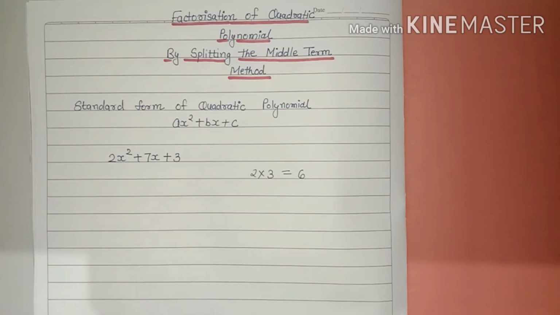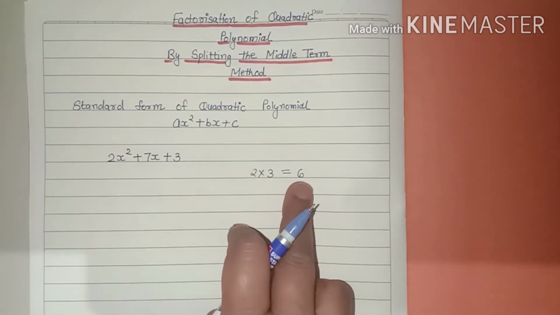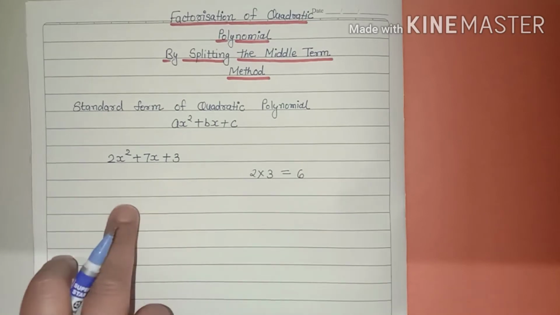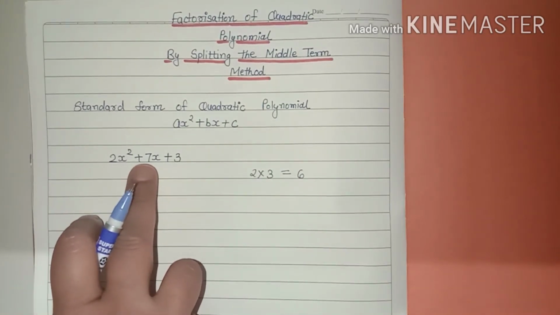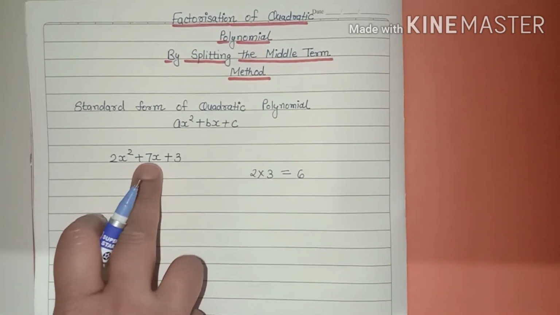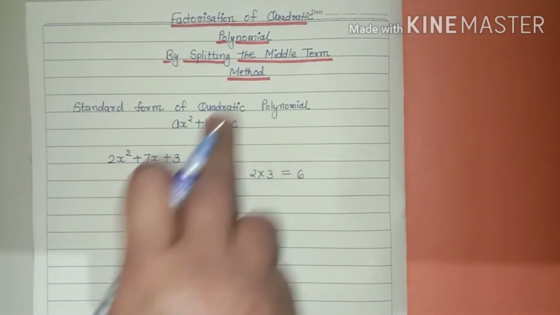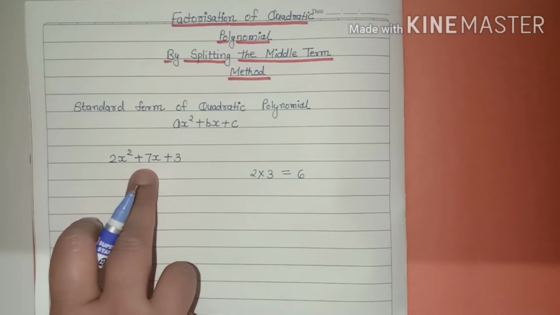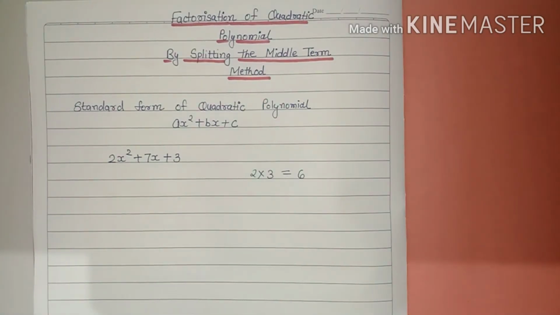Now you have to think about two numbers. When we multiply those two numbers, we will get 6, and when we add or subtract those two numbers, we will get 7. Since this is the middle term split method, in this method we will break the middle term into two parts. For that, we have to think about those two numbers.